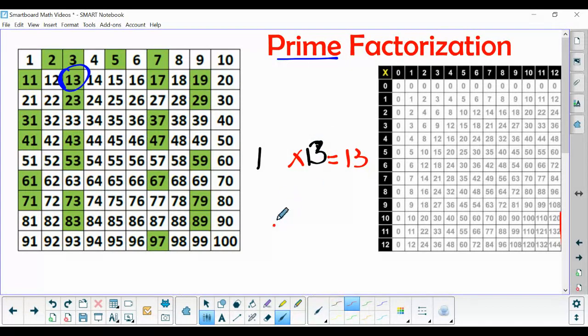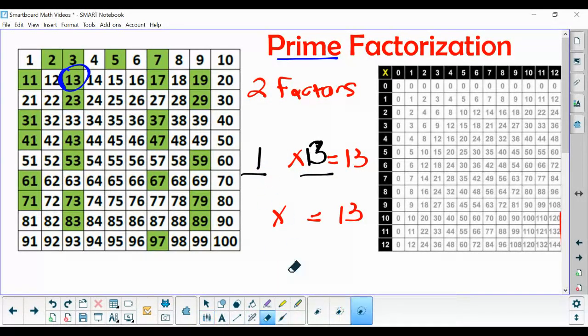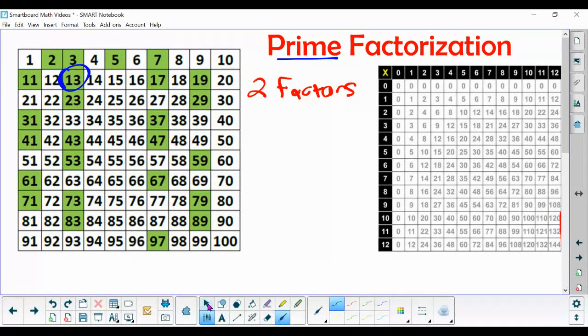Is there any other example where two different numbers give me 13? You know what? I can't think of any. It's just those two. So that's what makes it a prime number. Prime numbers only have two factors. The factors are 1 and itself. 1 and the same exact number, 13. Let me give you another example.